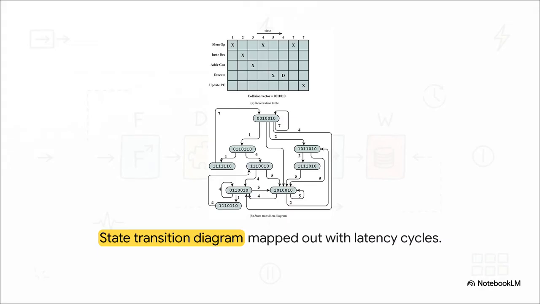And all that math results in a state transition diagram. It plots out every single one of those calculated permissible shifts. By following the pathways between these state nodes, the CPU maps out a latency cycle. That's a repeating loop of instructions that can run indefinitely without ever causing a structural crash. It literally guarantees safe, continuous throughput.